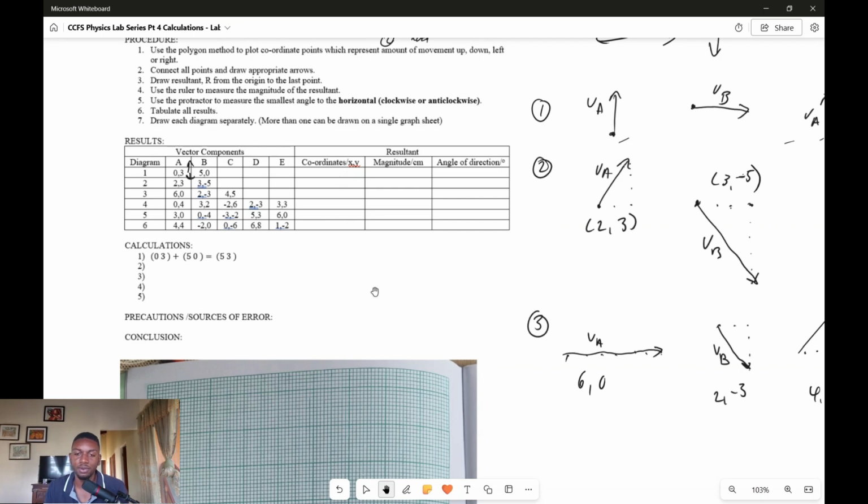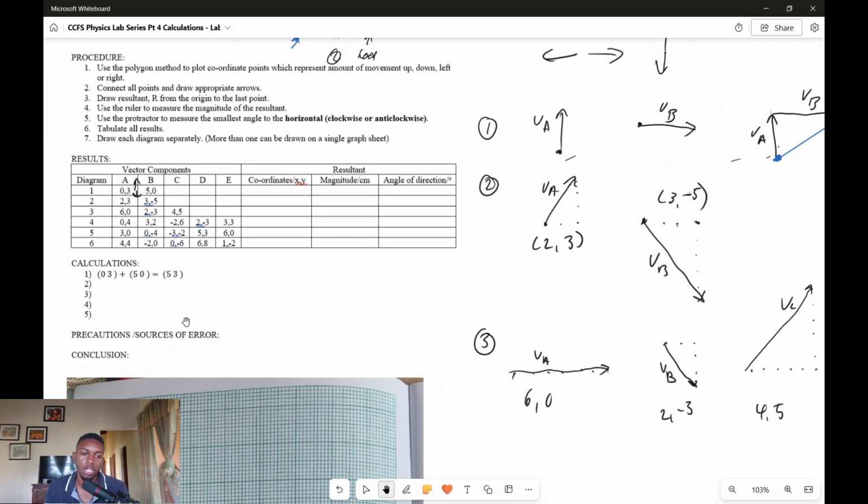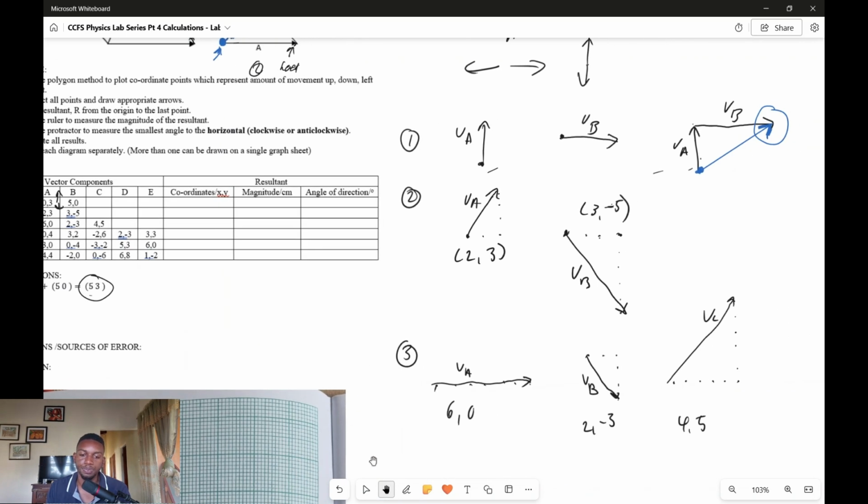Add the x's and add the y's. So in this first calculation, the numbers are 0, 3, 5, and 5, 0. And then the coordinates for the resultant vector are 5, 3. So the resultant vector is going to be 5 spaces horizontally, 1, 2, 3, 4, 5, and then 3 spaces up, 1, 2, and 3. And that's how we end up getting this VB.